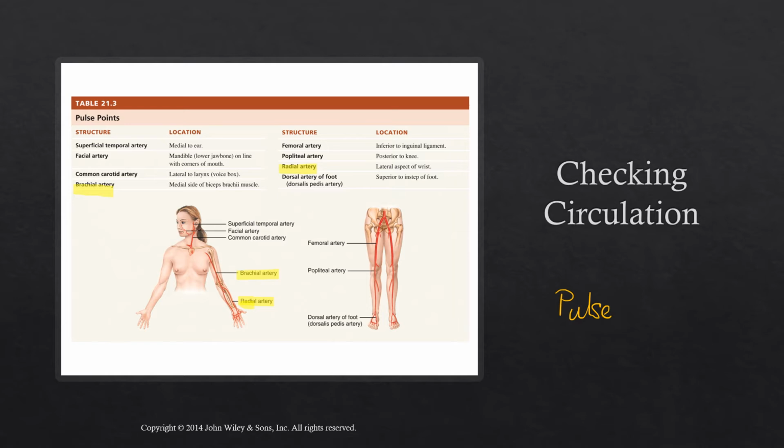Also along the neck here, the common carotid artery is going to be another very common place to find a pulse. And there are a couple places on the leg as well, including the femoral artery and the popliteal artery, and even on the dorsal artery of the foot. So definitely a couple places where you can find a good pulse.